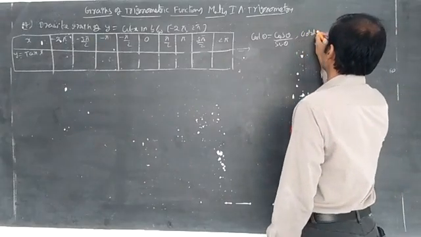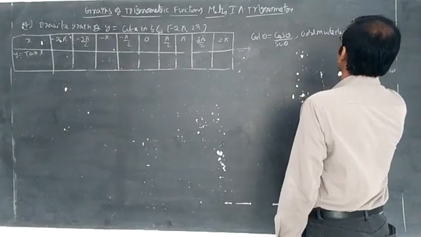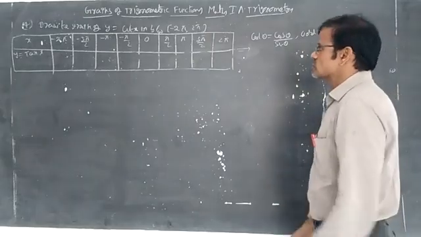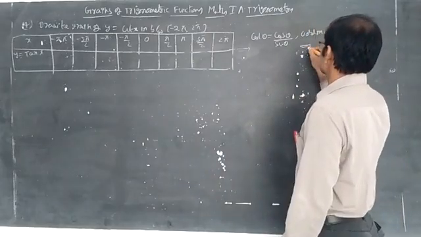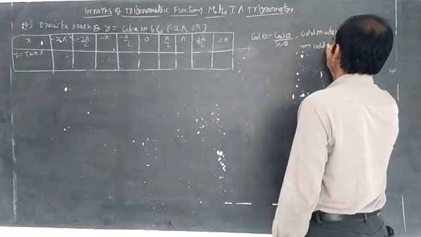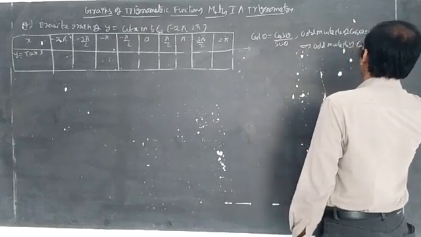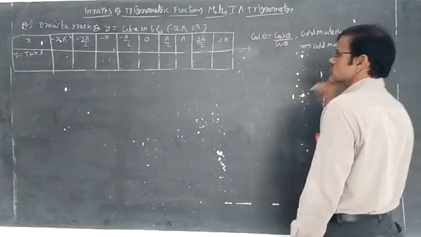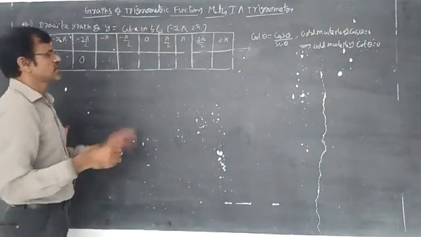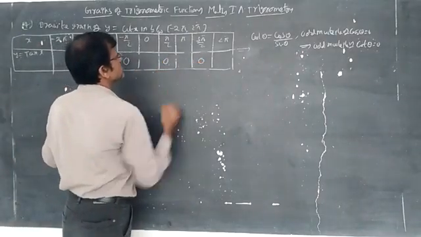Odd multiple of pi by 2, cos theta is equal to 0. So cot theta is also 0, that is, cot of an odd multiple of pi by 2 is also 0. So put here, 3 pi by 2 is an odd multiple, there is no question of minus or plus: 0. This is 0, this is 0, this is 0.